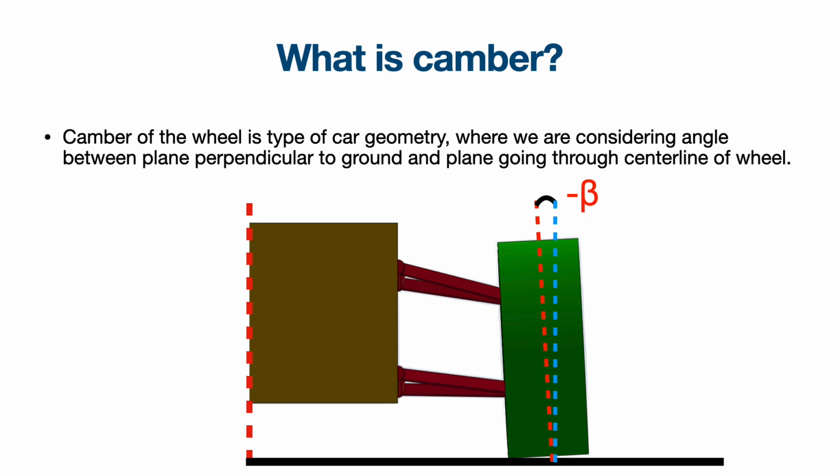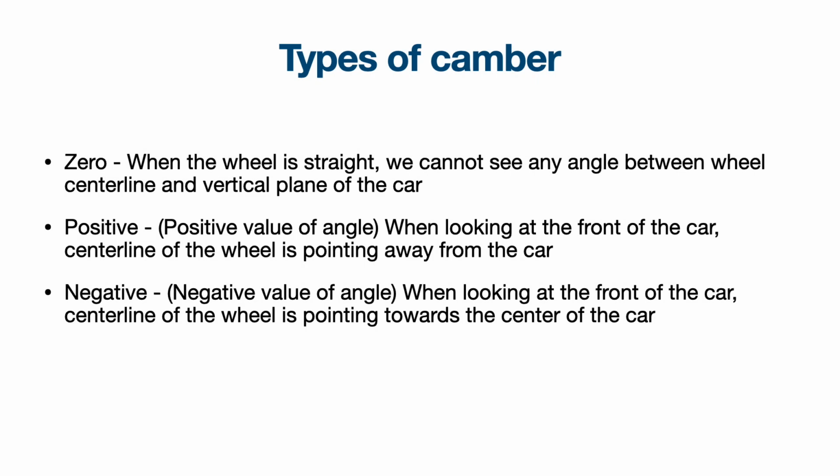So if we are introducing some kind of angle between those two lines, the center line of the wheel and some kind of vertical line or the plane, we are introducing camber. And the camber can be divided into three basic types. So we got the camber 0, positive and negative.